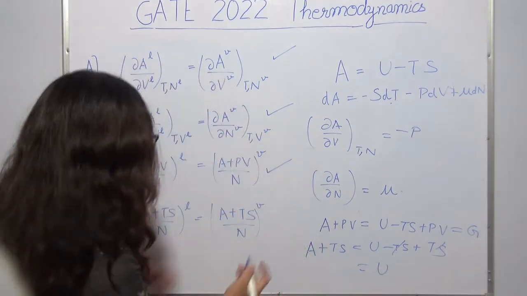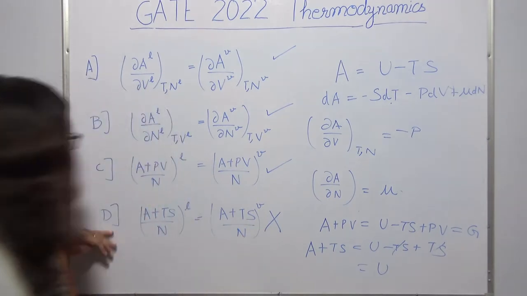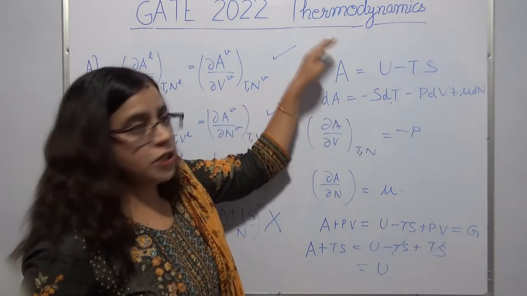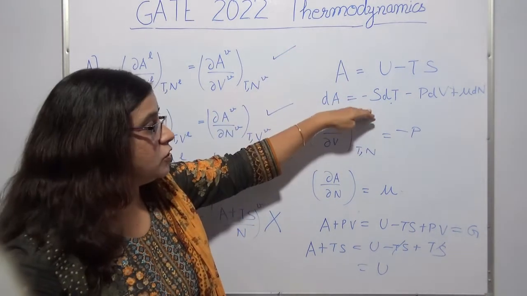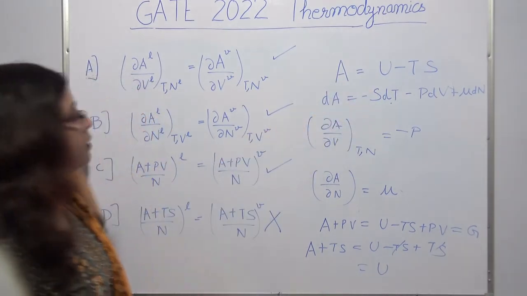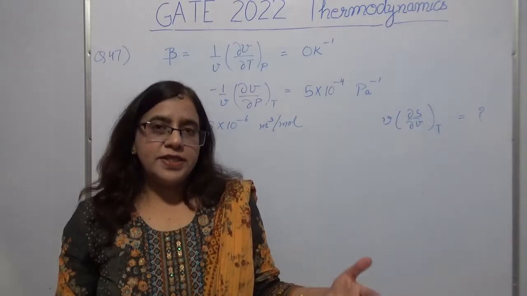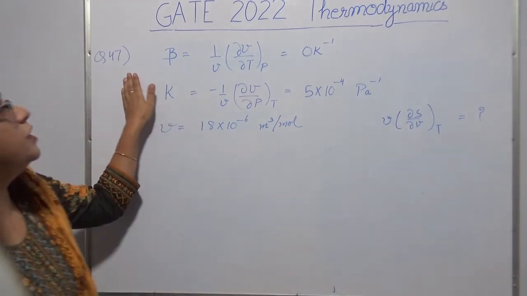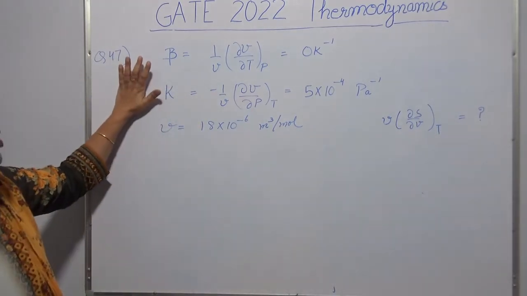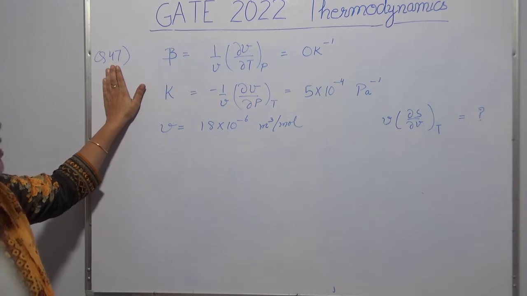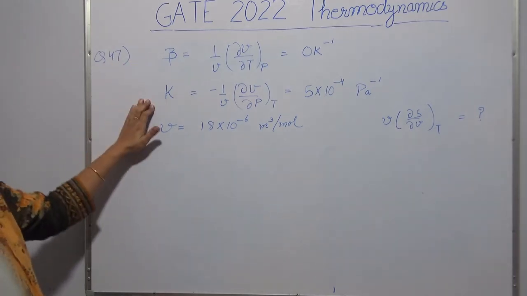Okay, so this equation is basically incorrect. So quickly, if you remember these two definitions, or you know how to write these equations, you can solve this problem within a minute. So the second problem which I am going to take appeared for 2 points in GATE 2022. That is question 47, in which you have been given the values of beta and kappa.